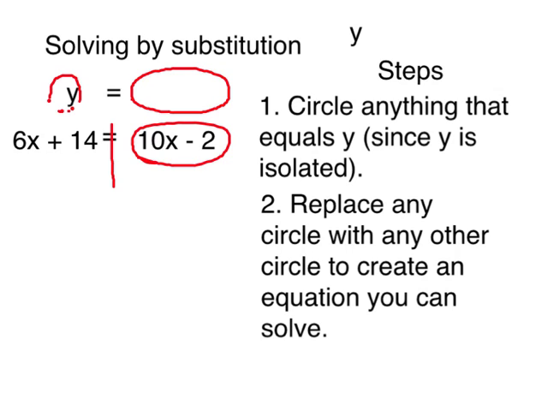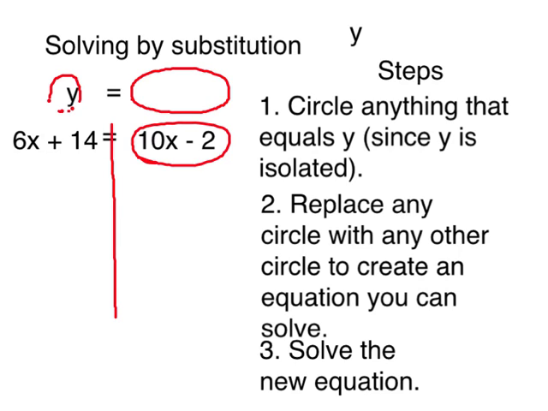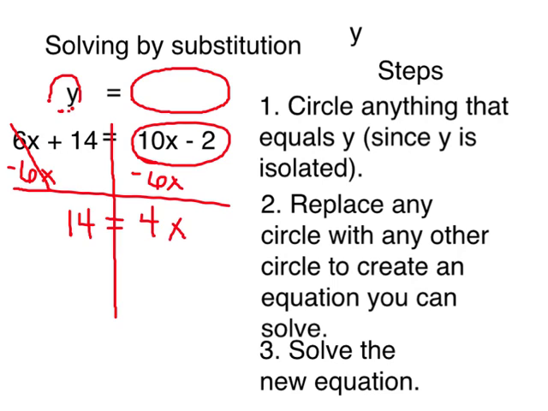So now I'm going to draw my line. And the step 3 that I'm working on right now is to solve the new equation. So I draw my line. I subtract 6x from both sides to get the x's on the same side. The 6x minus 6x is 0. 14 drops down. 10x minus 6x is 4x. And minus 2 drops down.